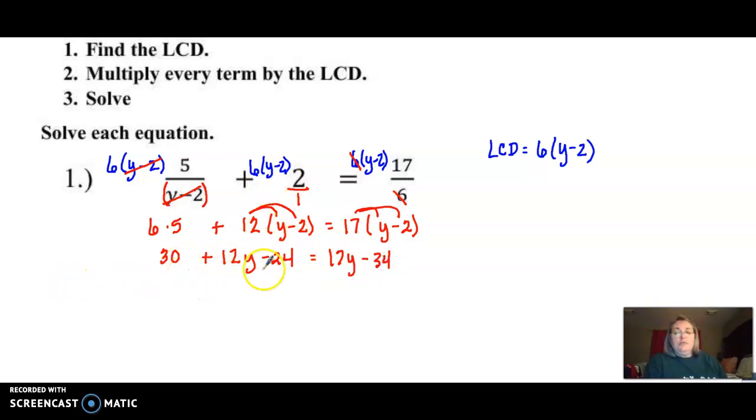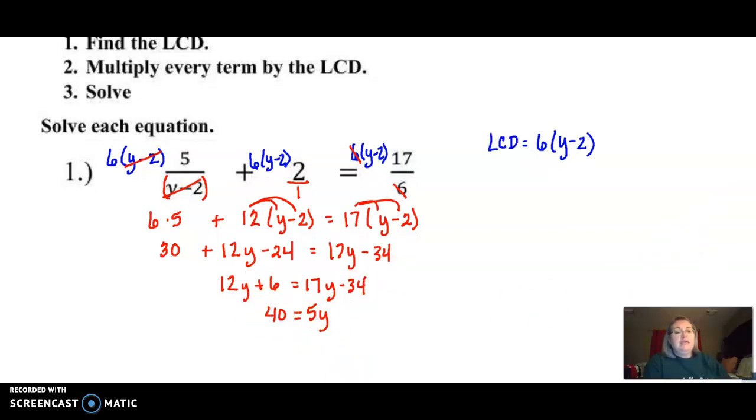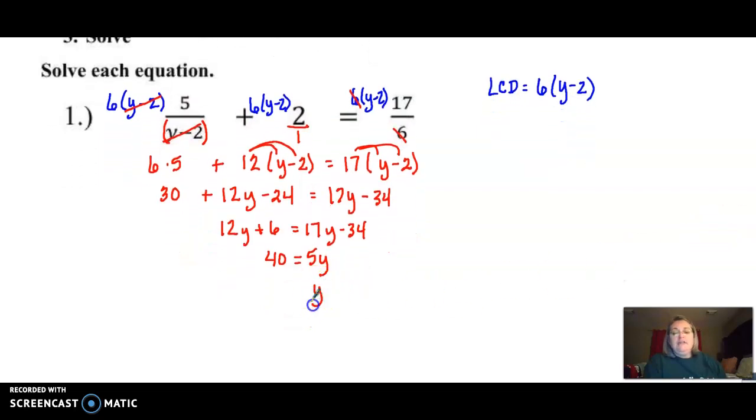When we solve, collect our like terms on the left. So I have 12y and a 30 minus 24 gives me a positive 6 equals 17y minus 34. I will move my 12 to the right because I like my y values to stay positive. So when I subtract 12, that gives me 5y over here. When I add my 34, that gives me 40. And now when I divide by 5, I get y to be equal to 8.